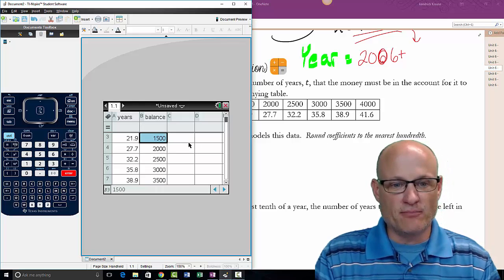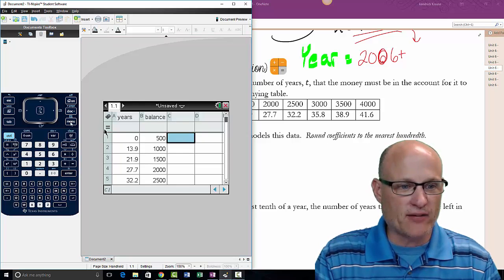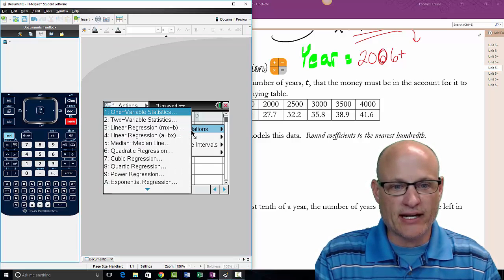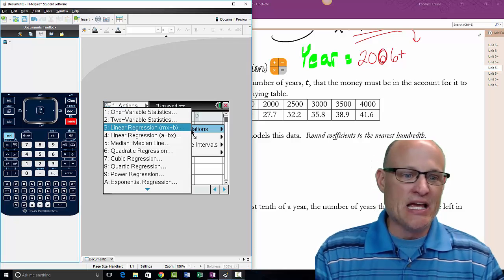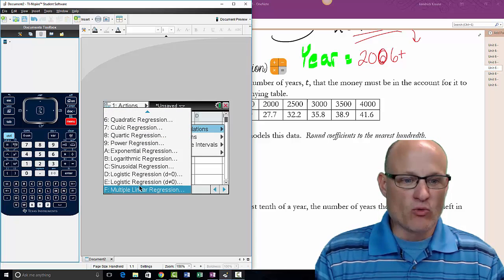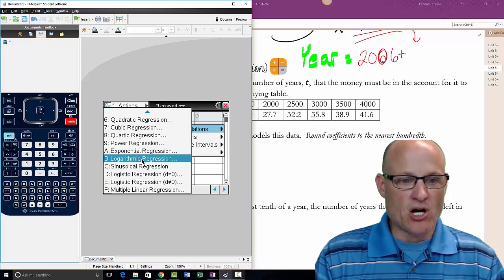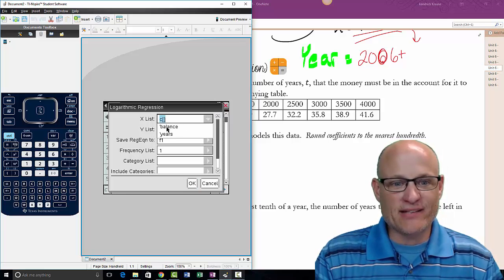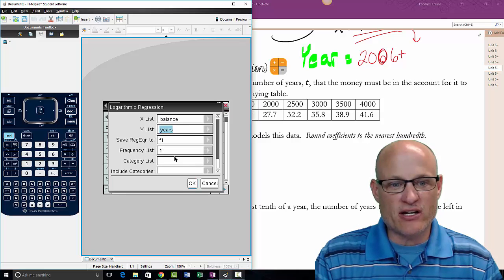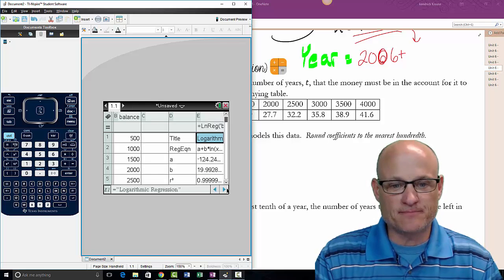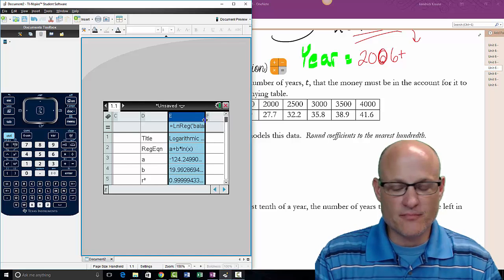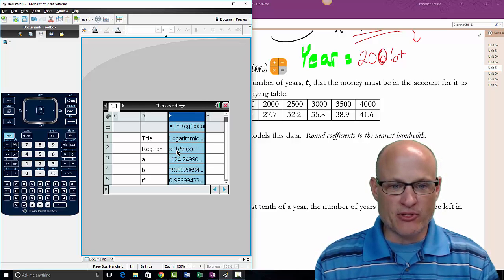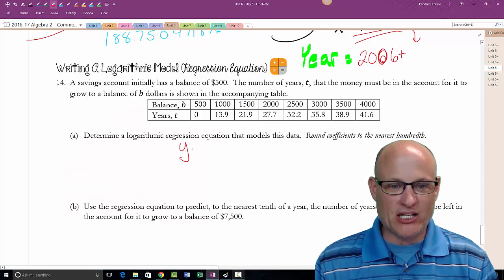So there it is. All right, so although I got those in backwards, that's okay. I can fix it right here. Menu, statistics, stat calculations, and now we're going to do logarithmic regression. There it is. Remember, balance is our x and years is our dependent variable. Click OK. So here's the equation. They give it to you. It's right there. But you have to remember to put the y equals a plus b natural log of x.